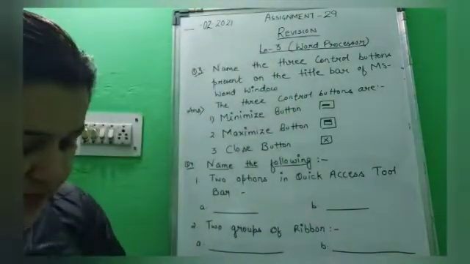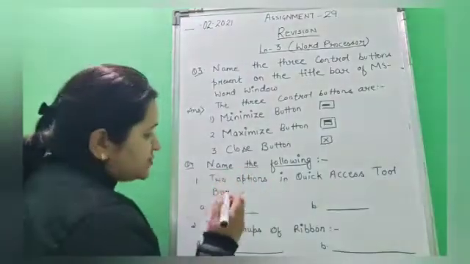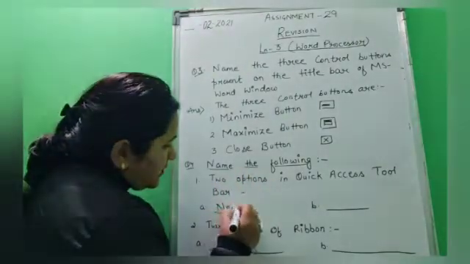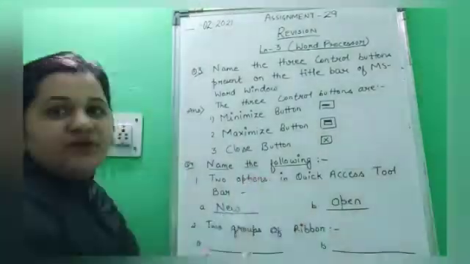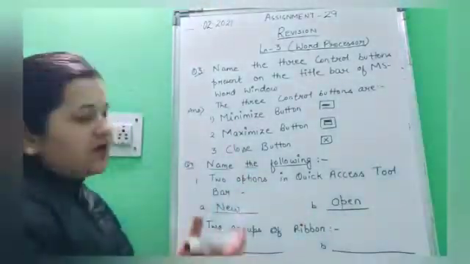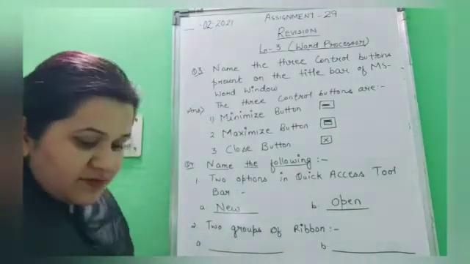Now, a few of them you can write as the two options. We have to write down two options. So you can write down new, open, or save. But here we have to write down only two options, so you can write down new and open. Next comes two groups of ribbon.